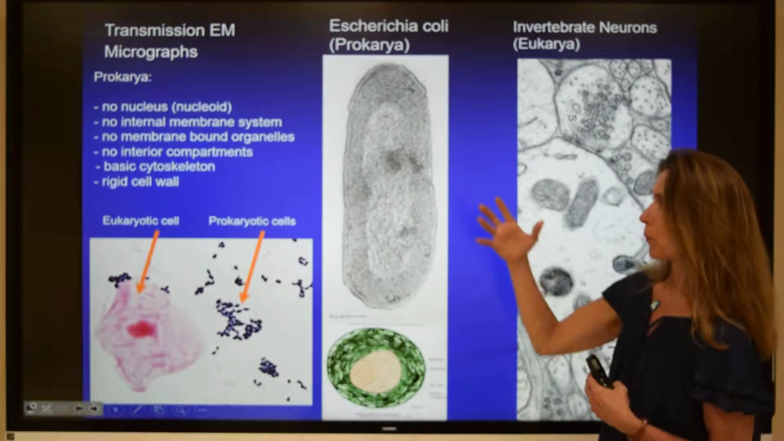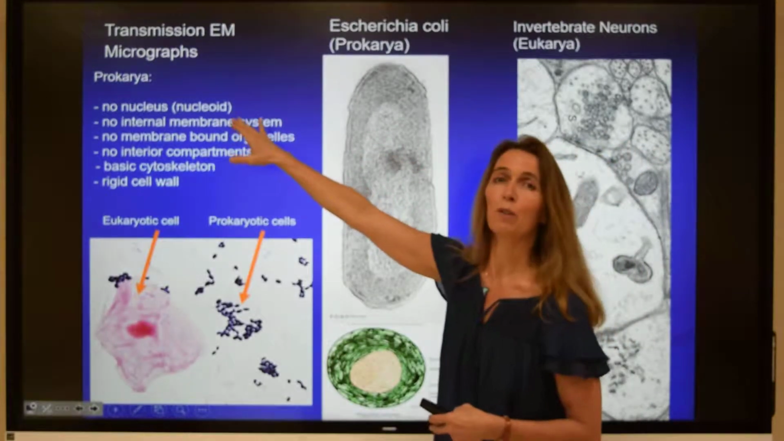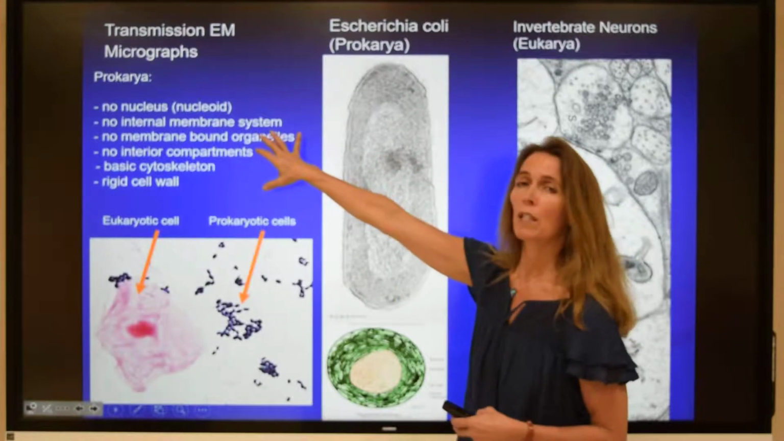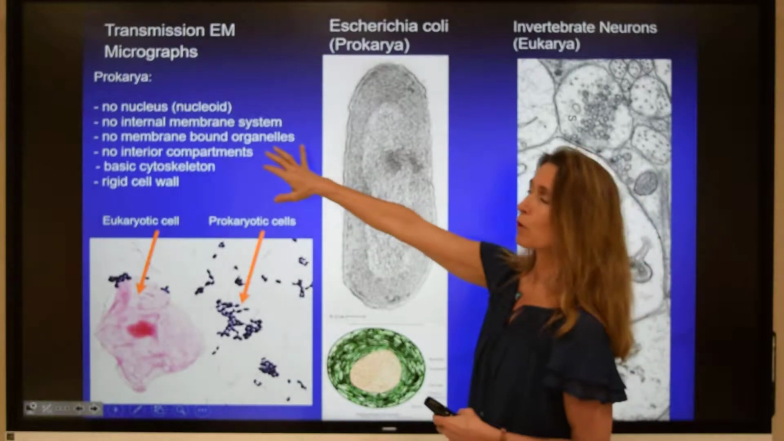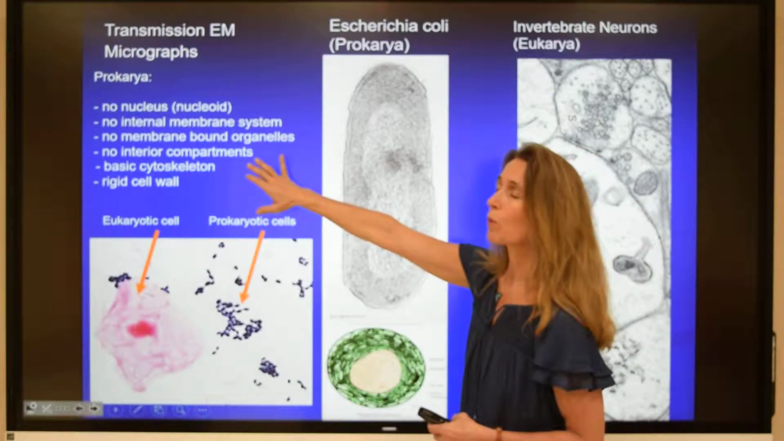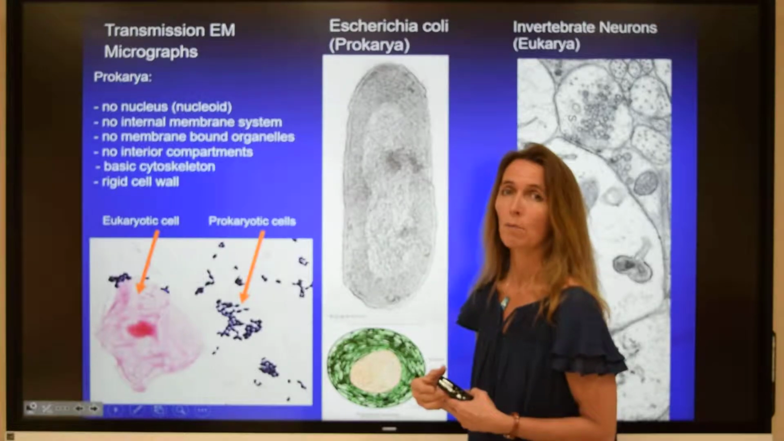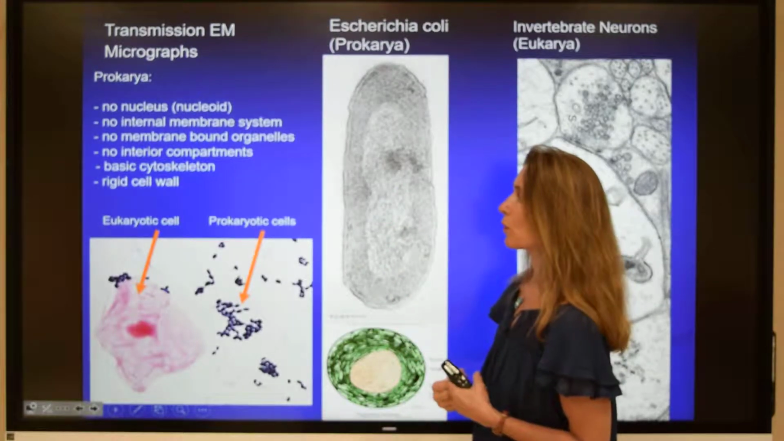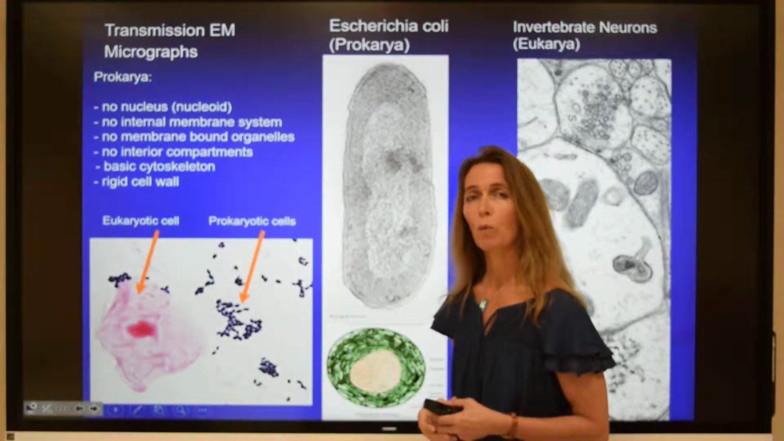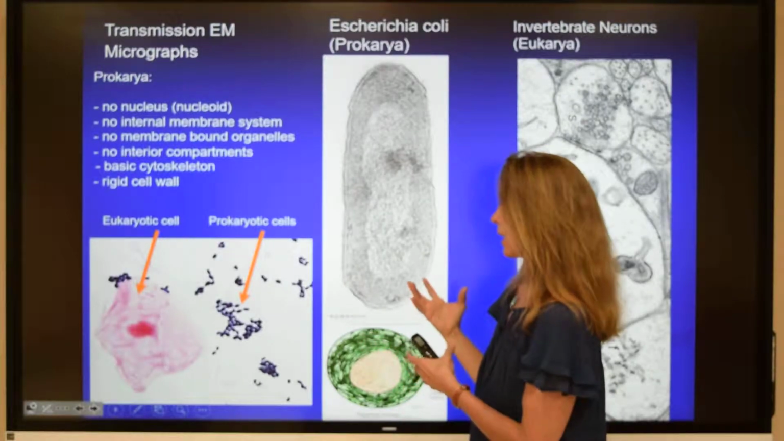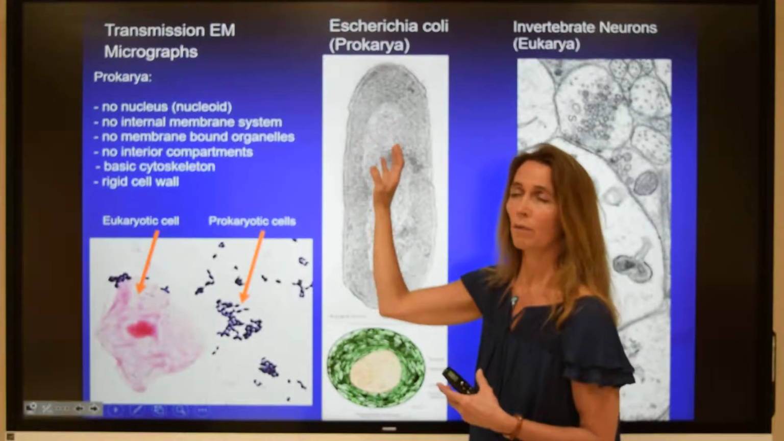So we've talked a little bit about prokarya and the comparison with eukarya: prokarya have no nucleus, they have a nucleoid, and they have no internal membrane systems the way eukaryotic organisms have. They have no membrane-bound organelles, no interior compartments like eukaryotic cells have. One example of this is the vacuoles in plant cells. So prokaryotic organisms don't have that. They have a basic cytoskeleton and a rigid cell wall, which is often important as they often live in very harsh environments and need to protect the inside of the cell against the outside.